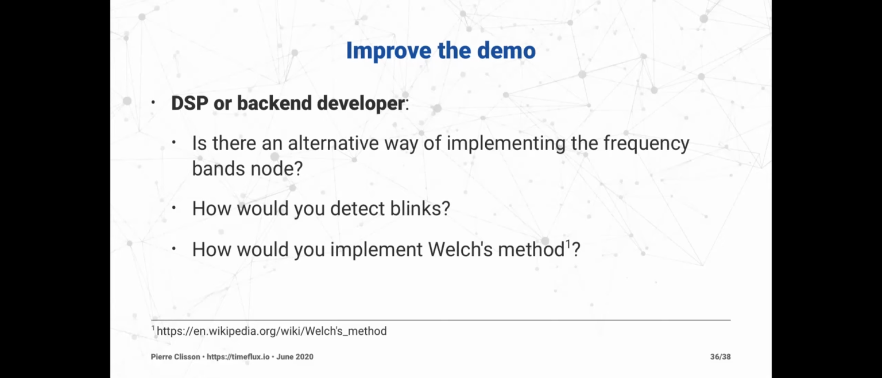And the Welch method is a better way also of doing frequency bands, and I leave you this as an exercise. And also maybe, as Matteo suggested, we can find a way of computing the relative bands in Python rather than JavaScript. So how would you do this?